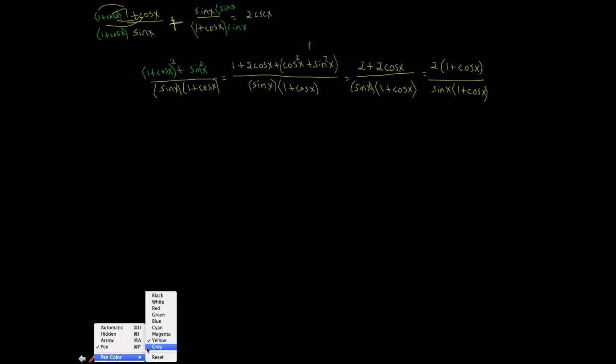Now you can't do this if it was addition. If that was 2 plus (1 plus cosine x), or sine x plus (1 plus cosine x), you couldn't do this. But because we have an understood multiplication sign there and there, we can actually cancel these out. And so that leaves me with 2 over sine x.